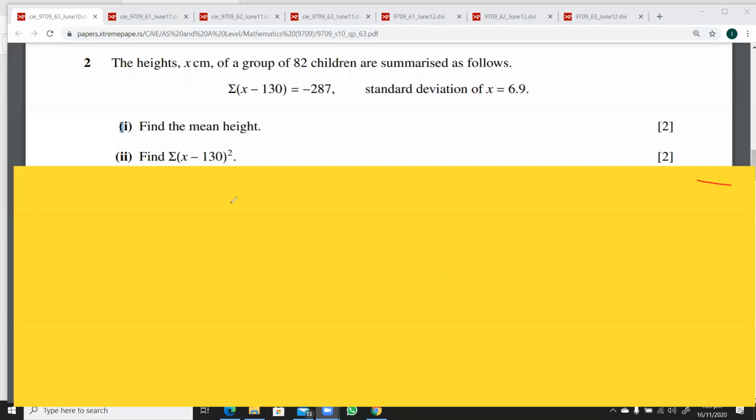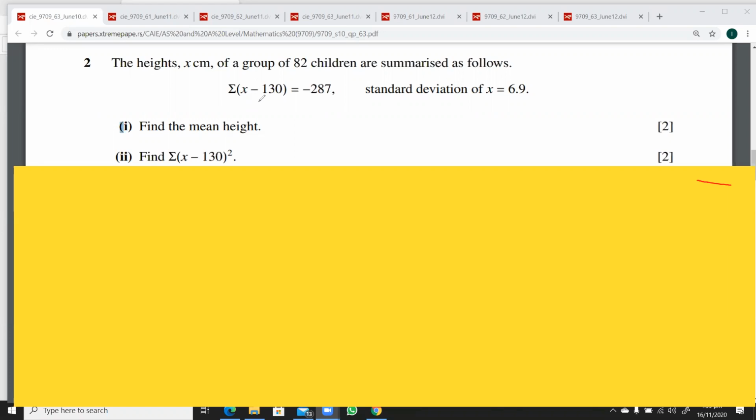Okay, let's do this question from June 10, variant 63. But look at this. You have sigma (x − 130) equal to −287. Now, this really looks like a very scary kind of notation over here, okay?